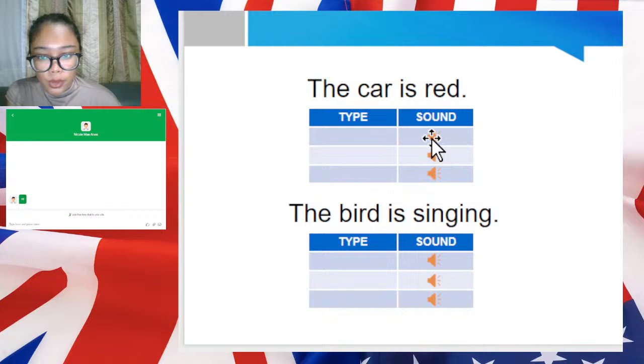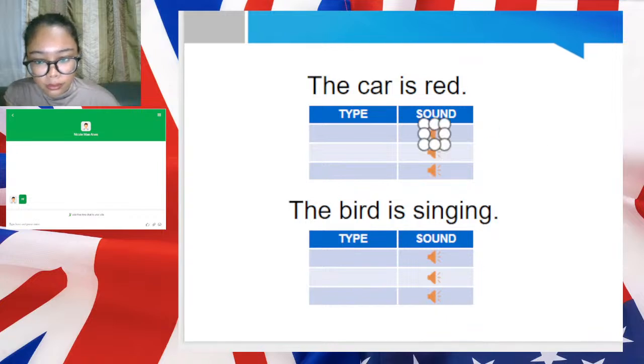Let's have the first one. Let's have the first one.